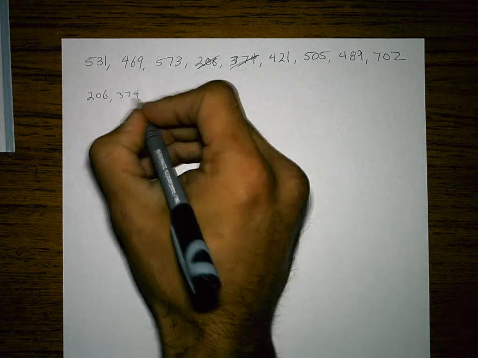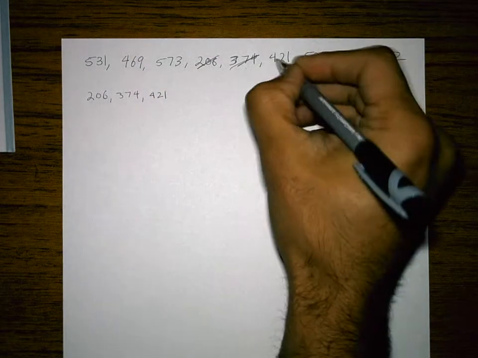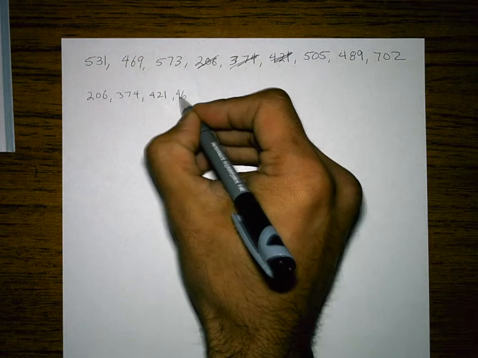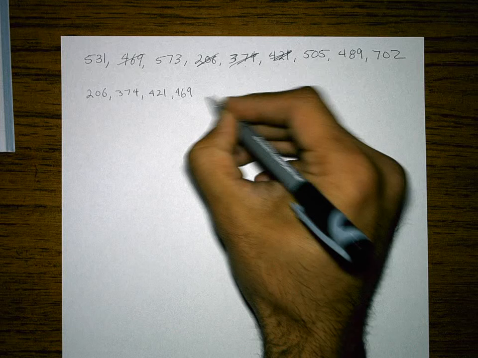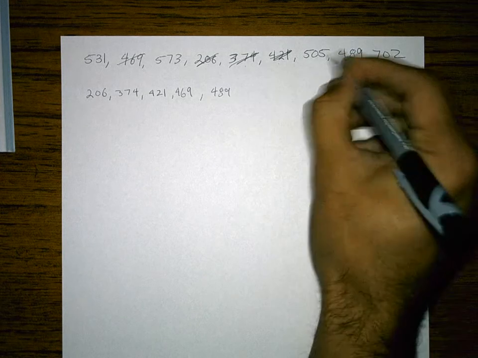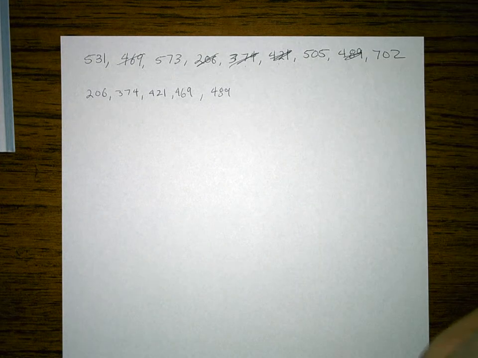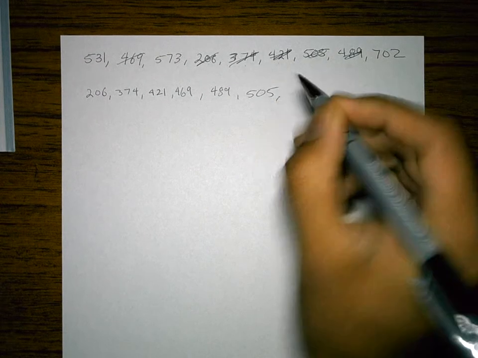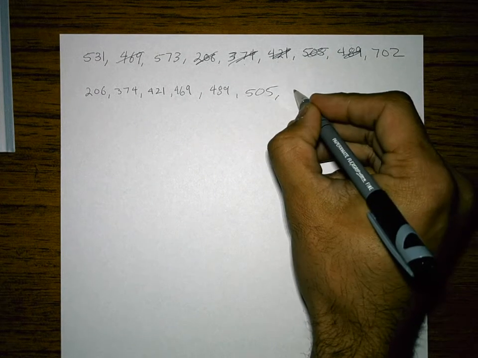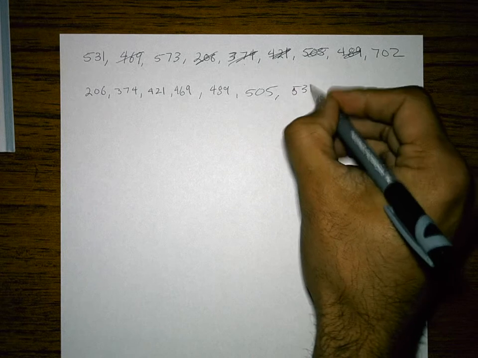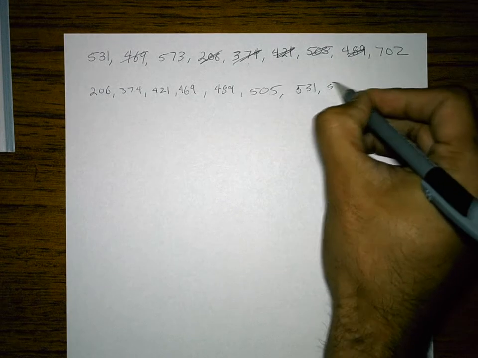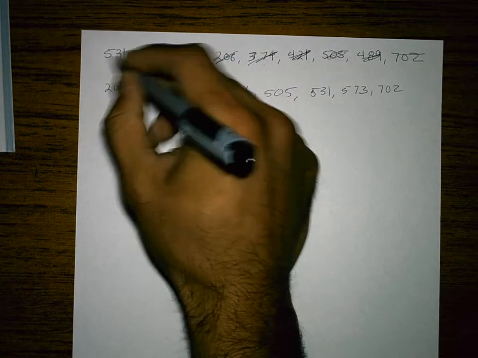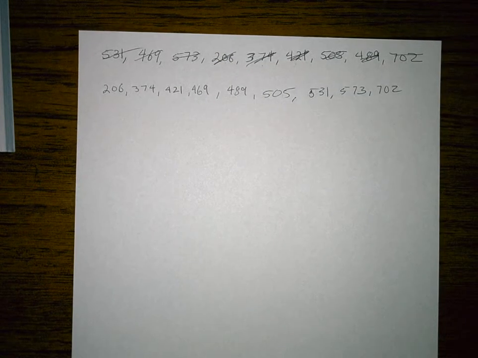421, 469, 489. Looks like 505 and 531, 573, and 702. So that should be all of them. This is going to make life much easier for me.